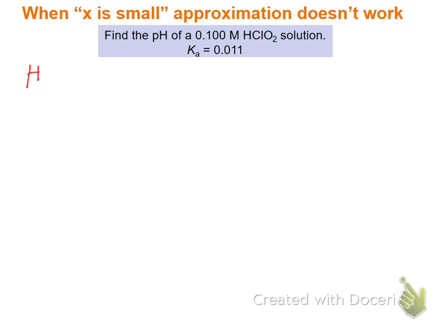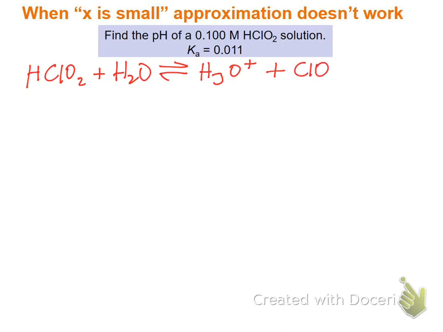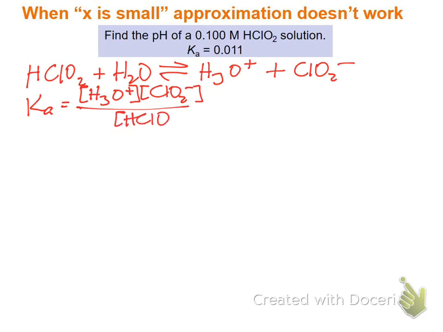But first, we have to write the reaction equation for this acid. So we have HClO2, and you're reacting it with water. Equilibrium symbol here, and we get H3O plus and the conjugate base. Okay, and then we write the Ka expression. Again, we're going to be omitting water in this expression. So we have H3O plus concentration times the concentration of the conjugate base divided by the concentration of the acid. All right, and this is equivalent to 0.011.